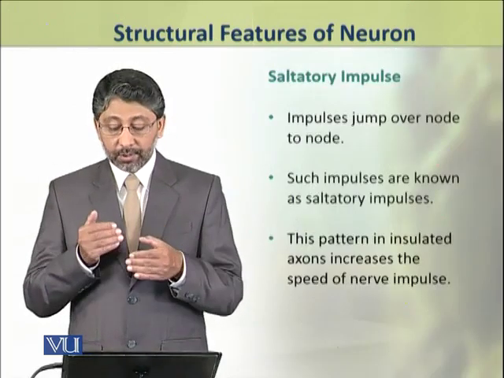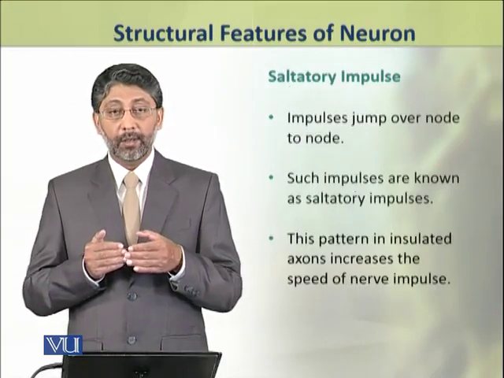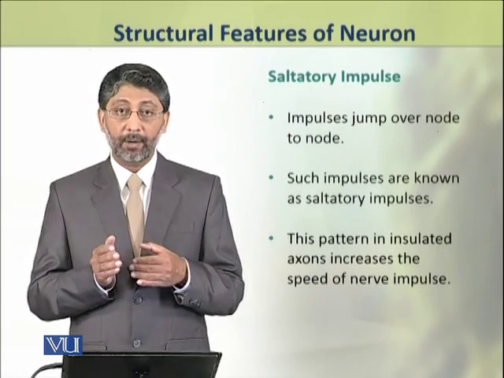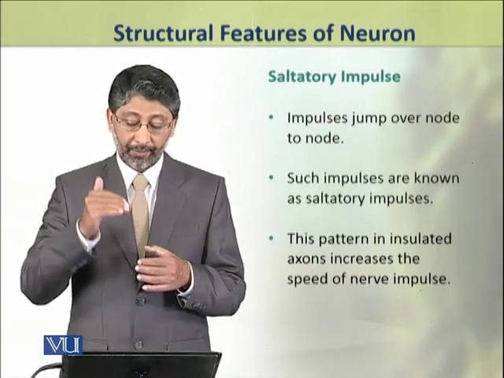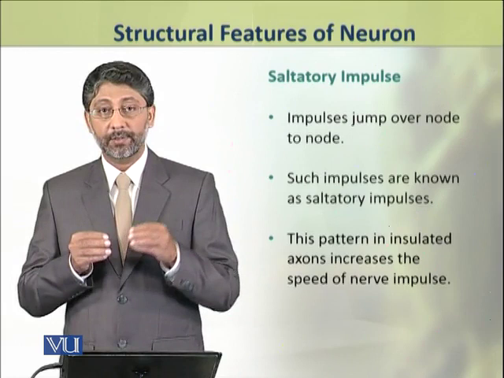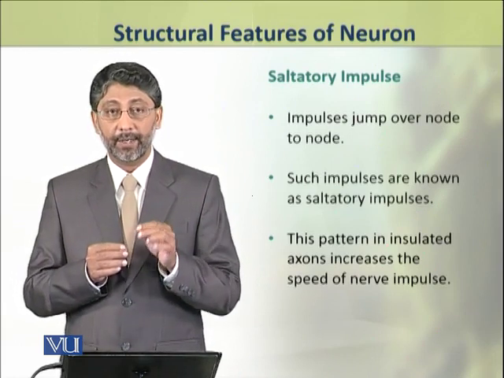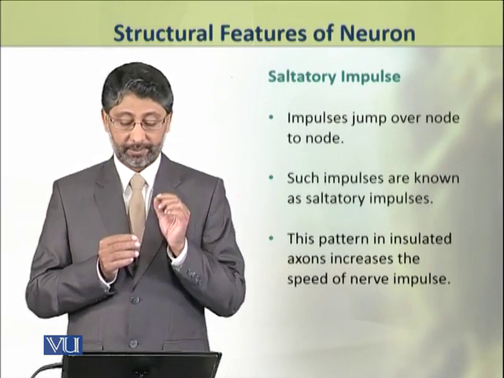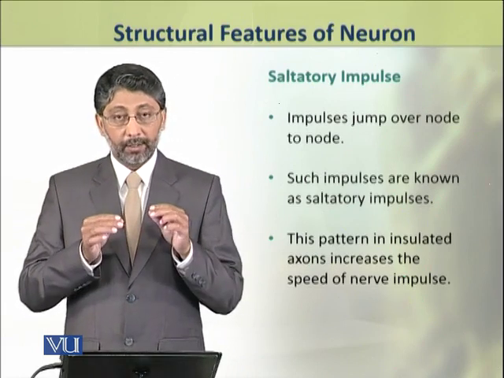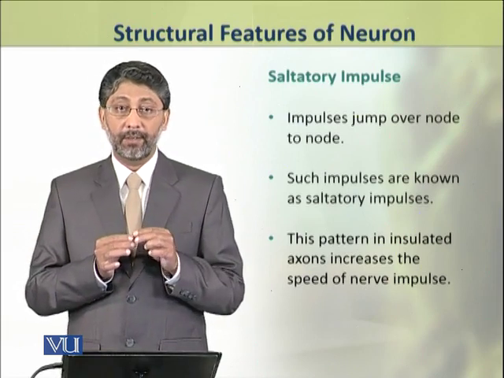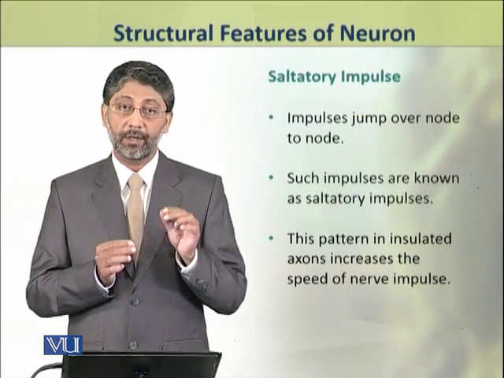Due to these nodes of Ranvier, nerve impulse moves in a jumping pattern from one node to the other. Such conduction of impulse is called saltatory conduction. Such impulses are called saltatory impulses. This pattern found in myelinated neurons increases the speed of nerve impulse.